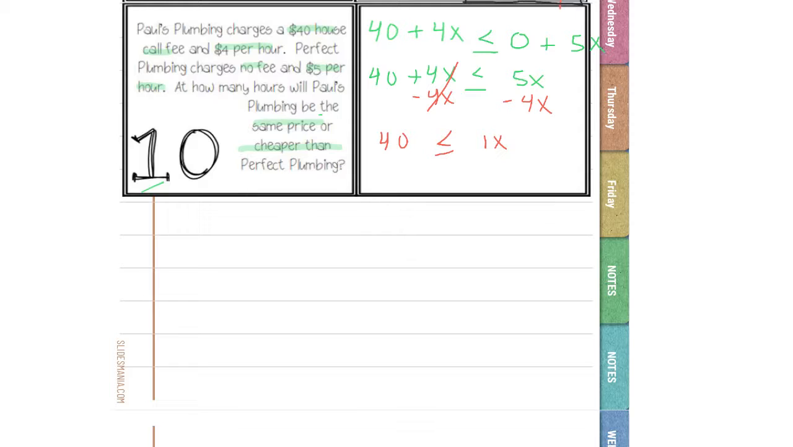Technically, this would already be done. But if you want to go ahead and take that extra step and just divide by 1, that literally gives you the exact same thing, okay? 1 divided by 1, that reduces to 1. And then 40 divided by 1, well, that's just 40. So it's the same thing.